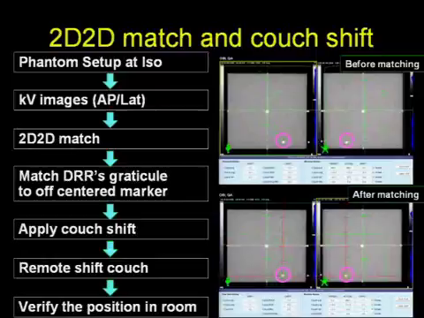So here's an example from SUAU where they have their own phantom set up at isocenter, and KV images are acquired in the AP and lateral directions. A 2D match with reference images is performed, and the position of the markers is compared with that of the graticule, indicating the center of the image coordinates. The couch shift is applied in order to bring the marker into the intended alignment using the remote shift, and again is verified using the 2D modality.